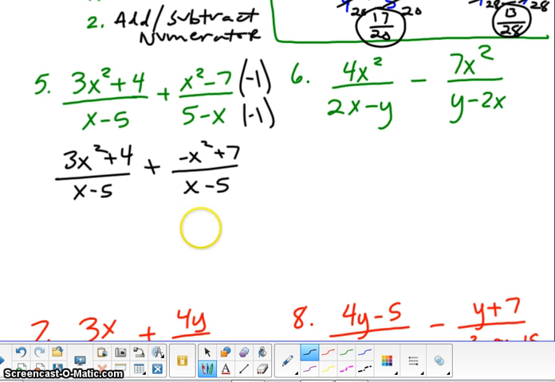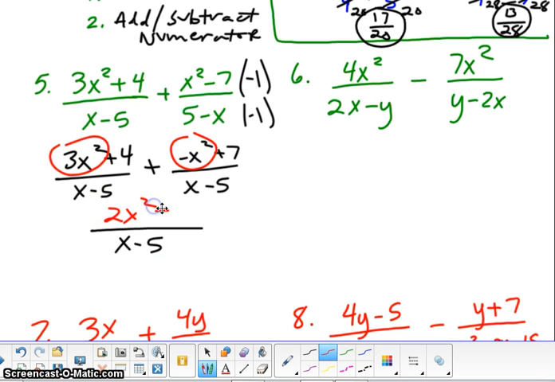Okay, so now that I have the same denominator, I can put my numerators together and I get a 3x squared minus, so that's 2x squared plus 11 for the final answer because neither one of those factors.